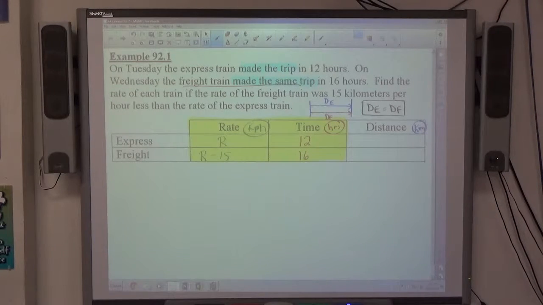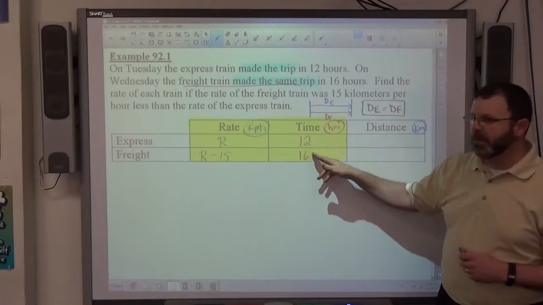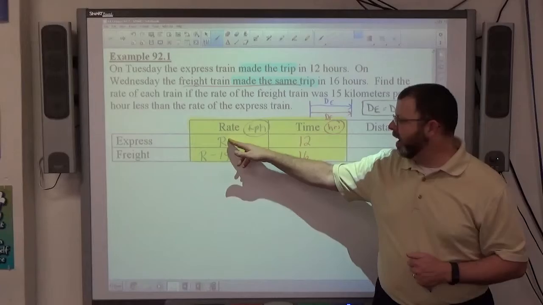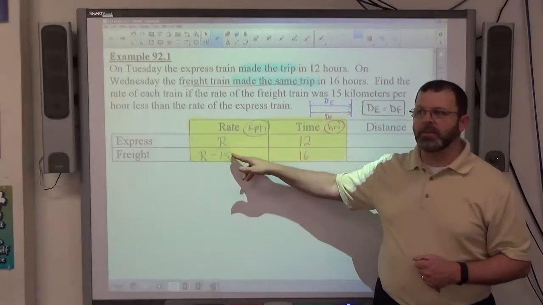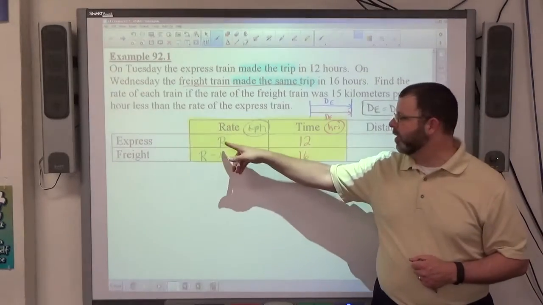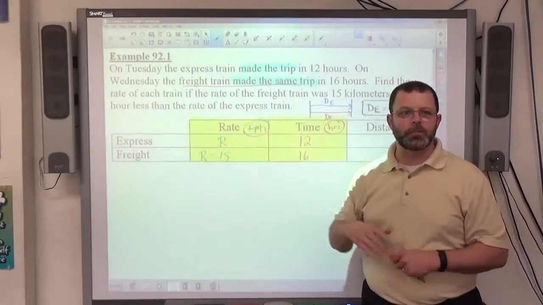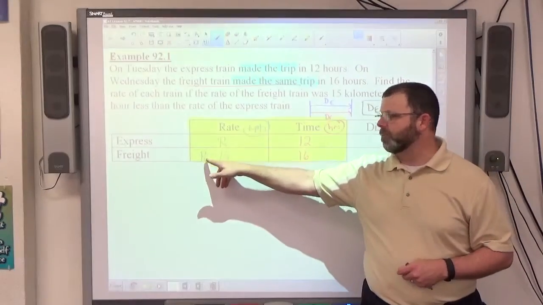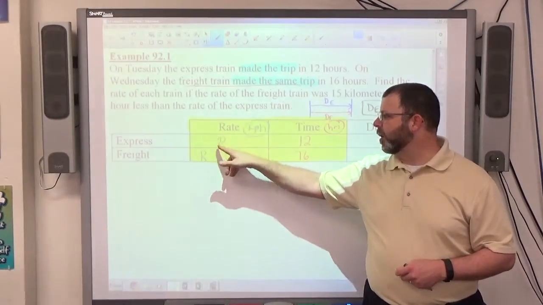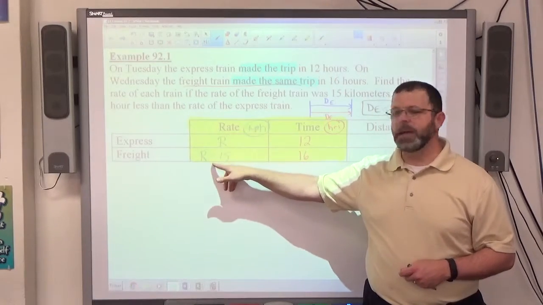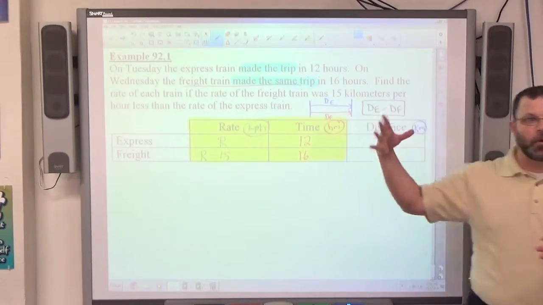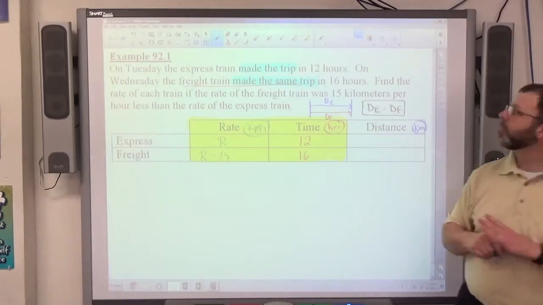Okay. So, reading the problem, I can very clearly establish the exact time of both vehicles and the algebraic or abstract rates, but they are related because they use the same letter to represent both speeds. If this is 20, this will be 5. If this is 40, this will be 25. If this is 100, that'll be 85. So if we know one, we can find the other, right?